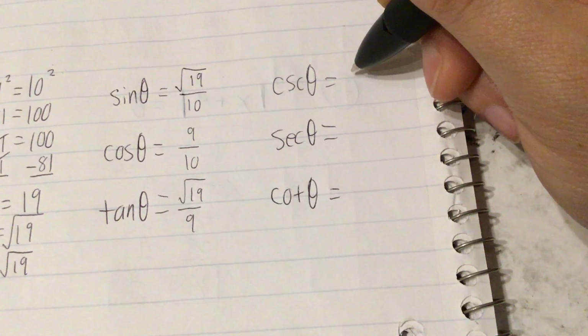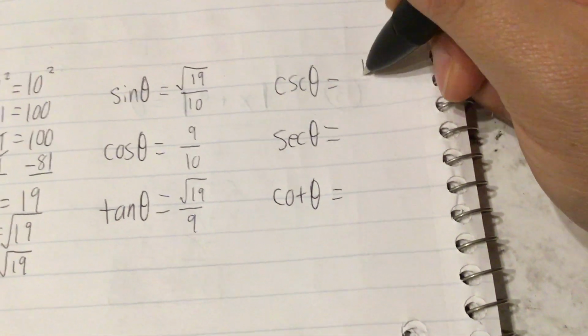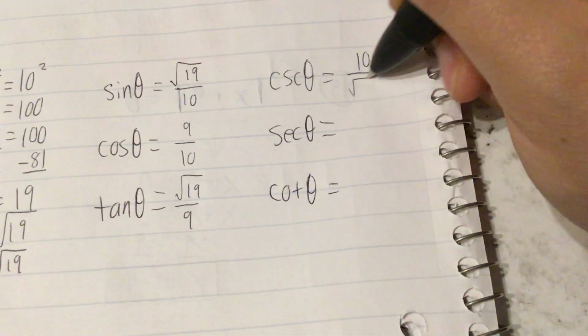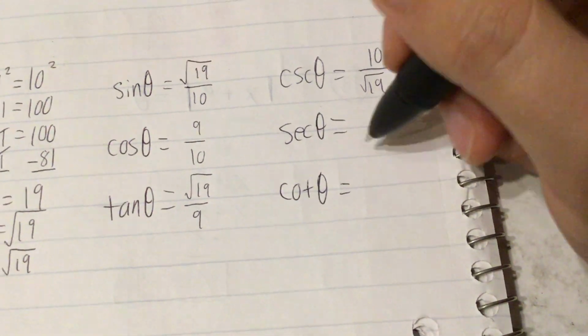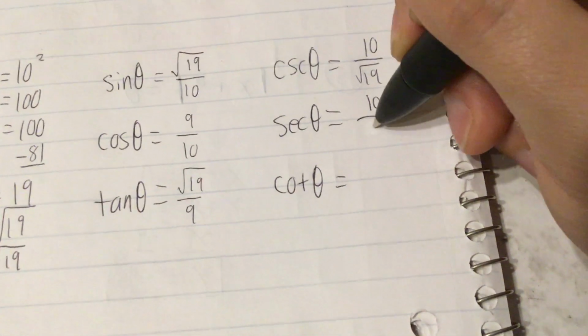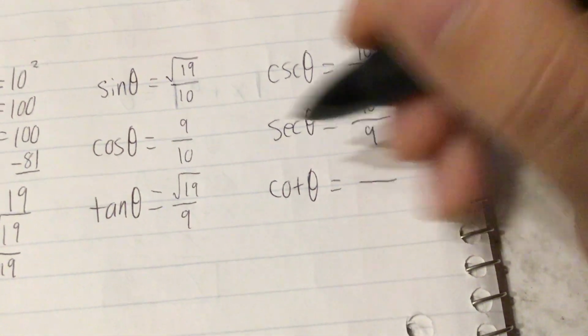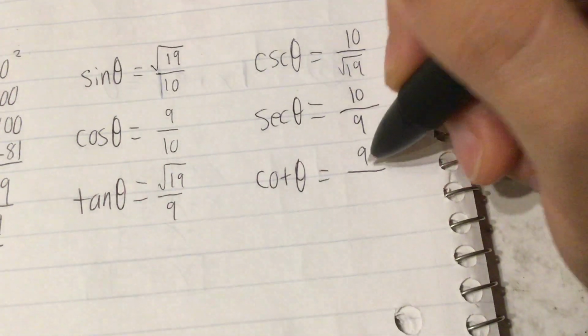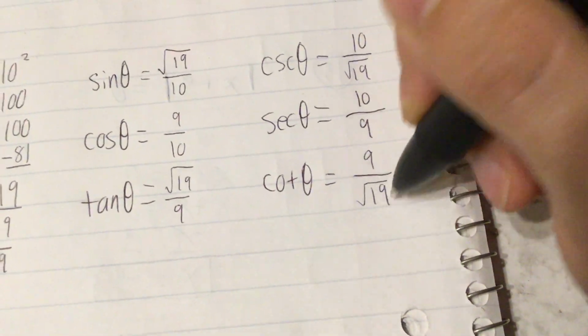Remember that the reciprocal of radical 19/10 is just 10 over radical 19. And the secant is the reciprocal of 9/10, 10 over 9. And the cotangent is going to be 9 over square root of 19.